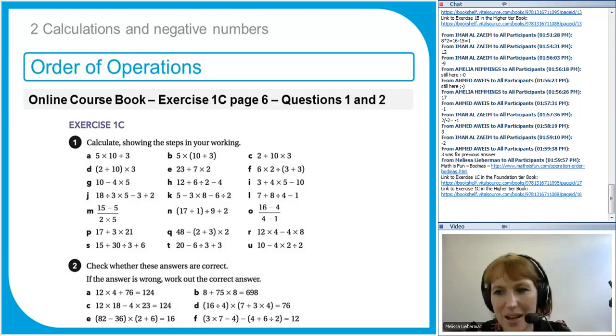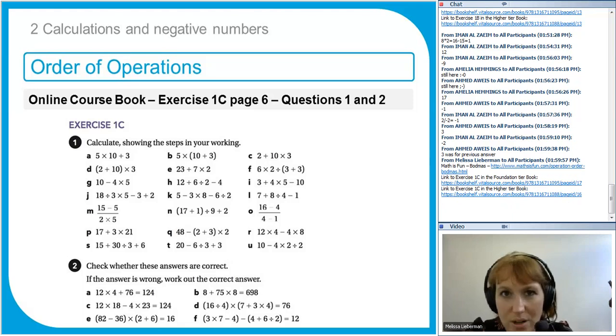So if you go to exercise, the first link will take you to exercise 1C in the foundation tier book, and the next link will take you to exercise 1C in the higher tier book. Just do questions 1 and 2. That's plenty of practice. There is a question 3, but it's a problem solving type thing, where you have to put the right numbers in the right boxes. Just leave it out, don't worry about it. Nothing like that would ever come up in the exams.